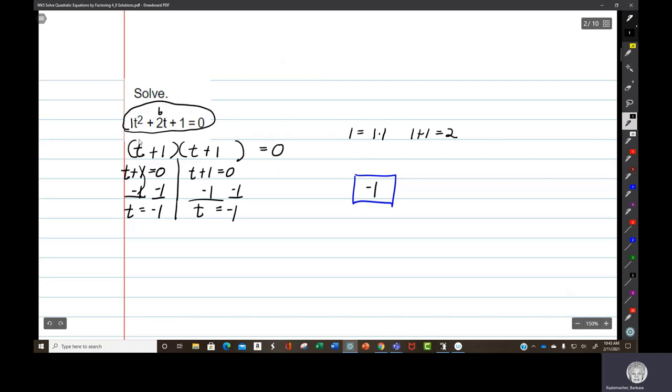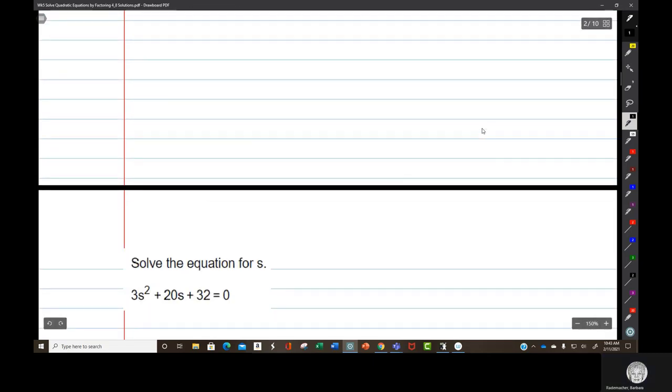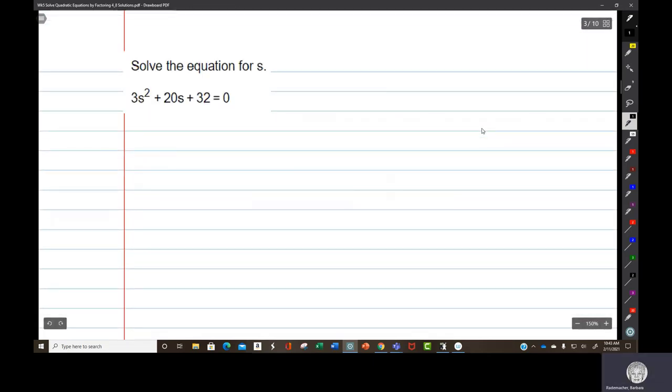So sometimes, not often, but sometimes, quadratic trinomial equations do just have one solution rather than two. Most of them have two. Some of them have none, and that's when it really gets interesting.